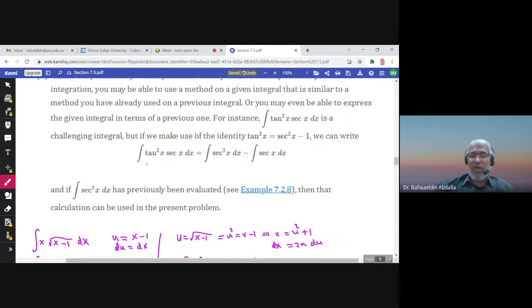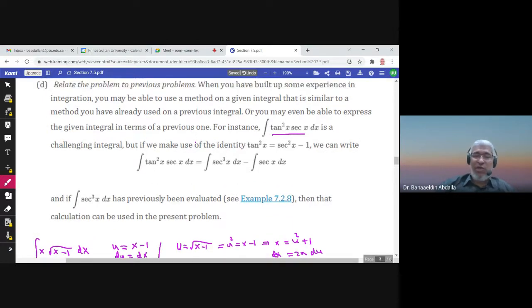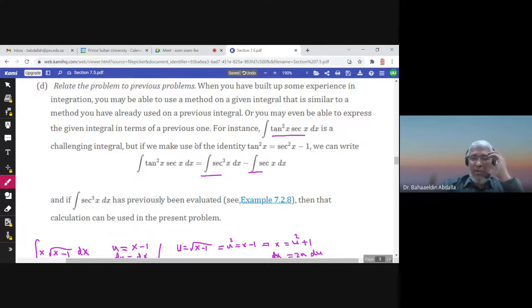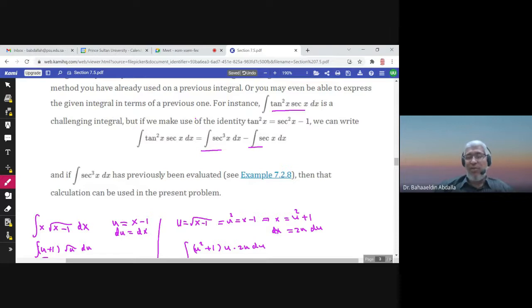Sometimes for difficult problems like tan square times secant, because this has power 2 and secant power 1, if you remember in section 7.2, this is the third case. So you can write it as integral of secant cube minus integral of secant. And you know integral of secant cube and integral of secant from previous problems.